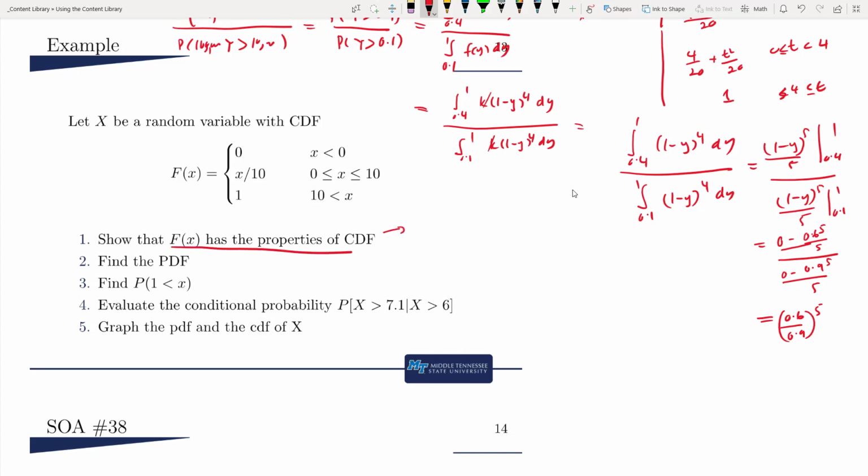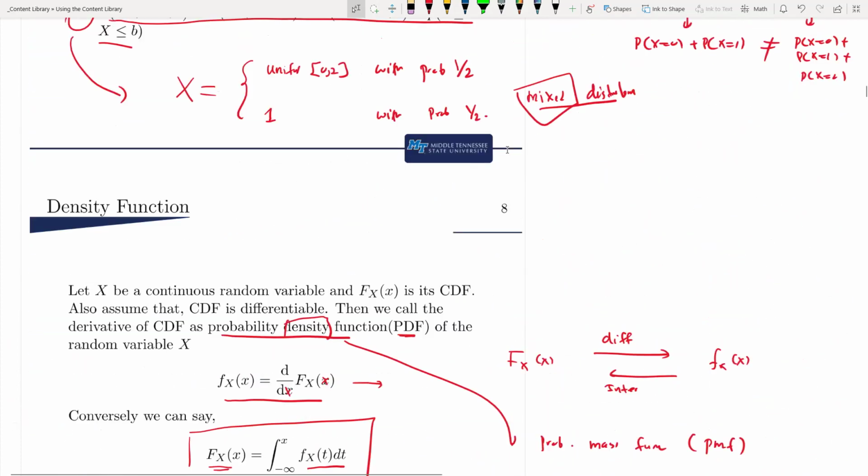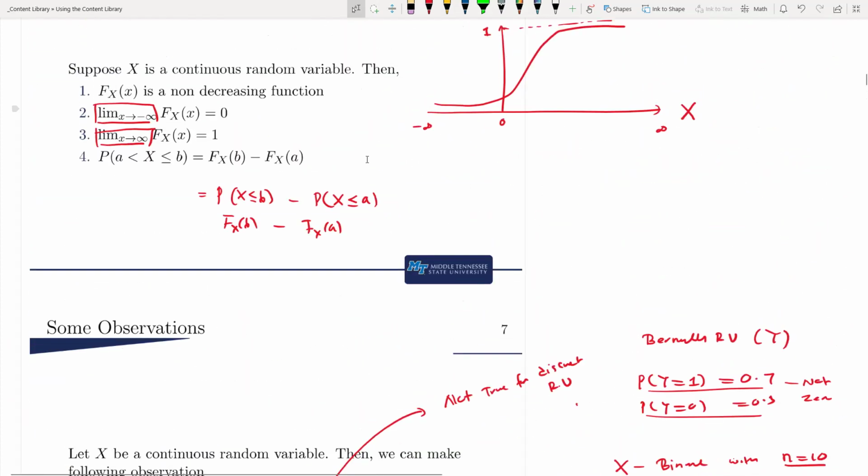So you can calculate what's going to happen. Limit x goes to negative infinity, F of x, is it 0? Limit x goes to positive infinity, F of x, is it 1? Is Fx non-decreasing? You can go back to the slide and check all the properties of CDF. So these are the properties.